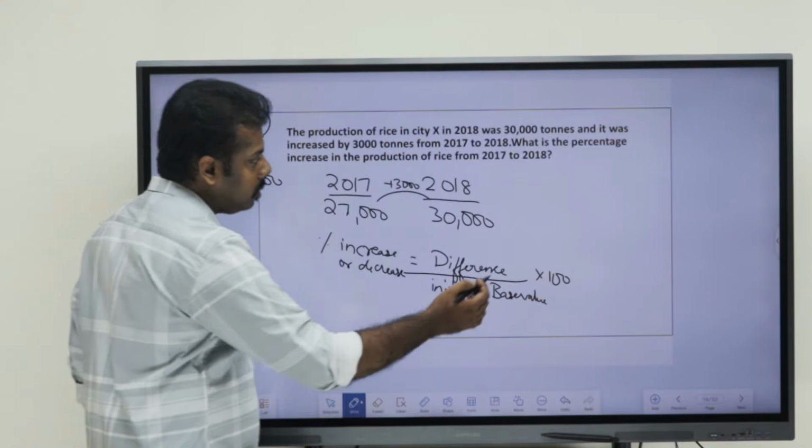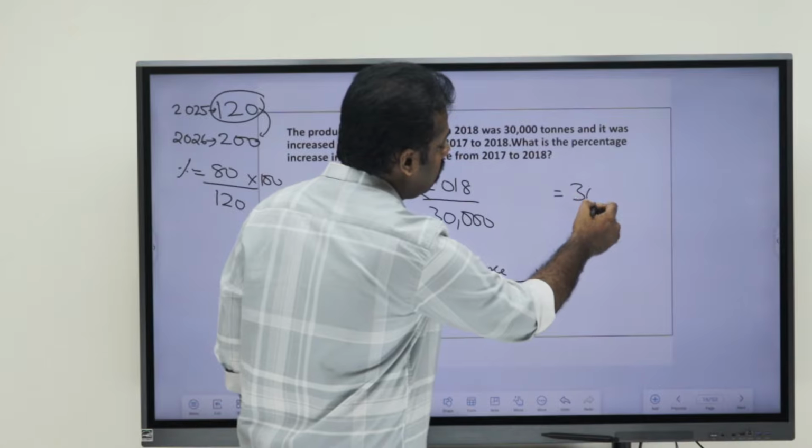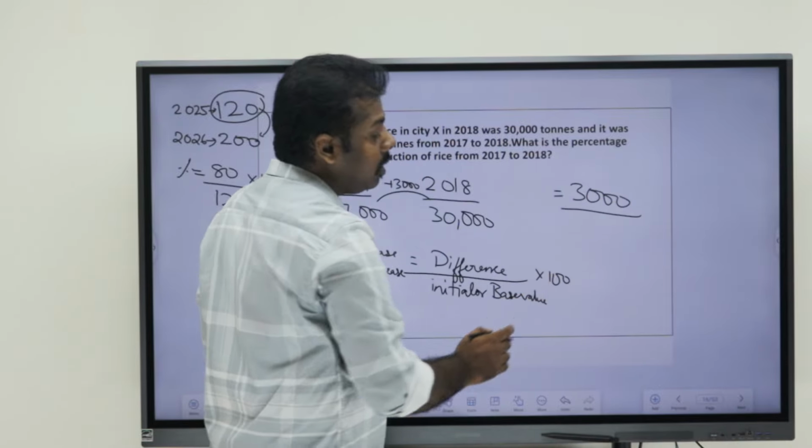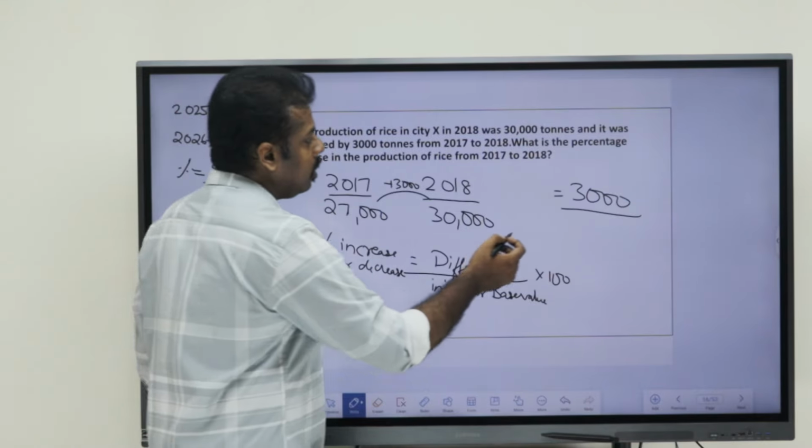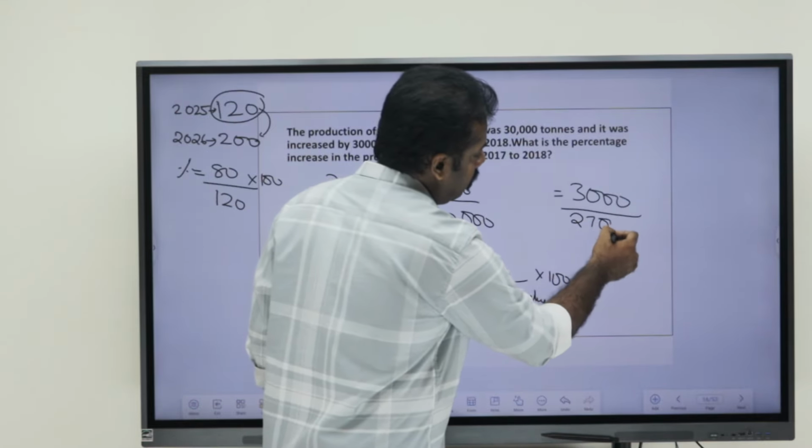Okay, and in this question, if we see the difference, what is the increase here? 3000 tons is the increase, so you can take that value in the numerator. Now here the initial value will be the production of the year 2017, so that is 27,000, into 100.